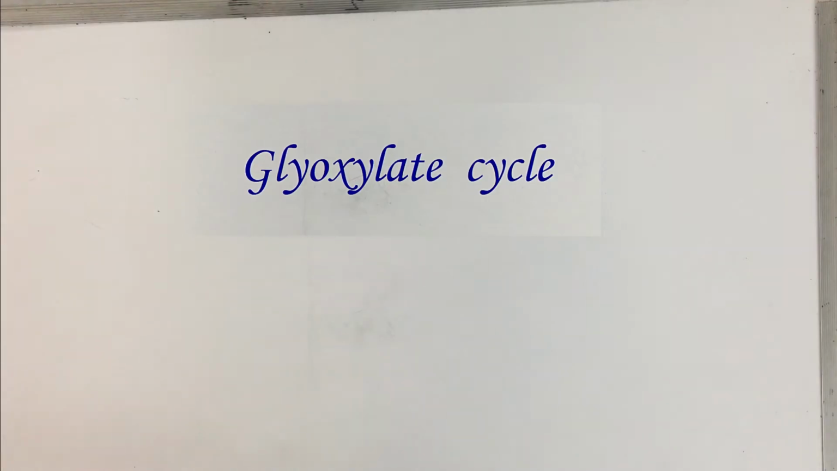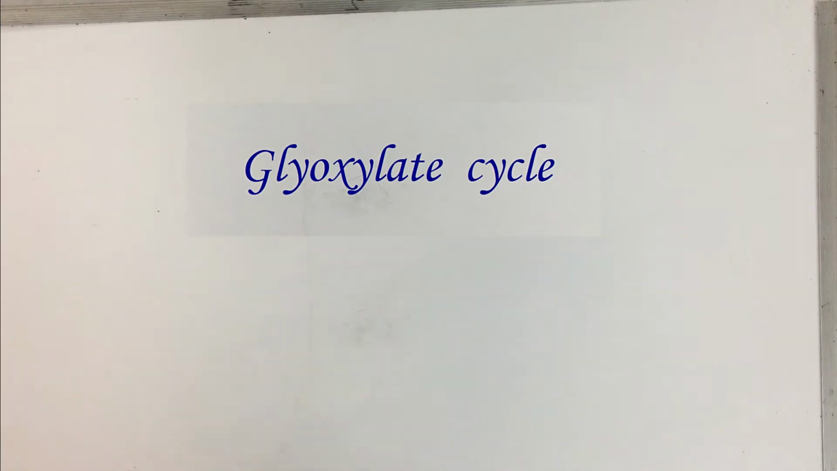Today let us focus our attention on the glyoxylate cycle. So this is another alternate pathway of carbohydrate metabolism. Now this pathway looks very similar to the TCA cycle, bypassing a few reactions. We will be looking at this elaborately.